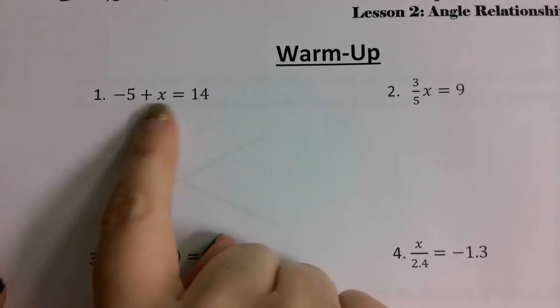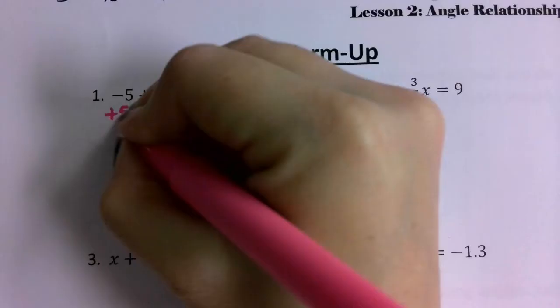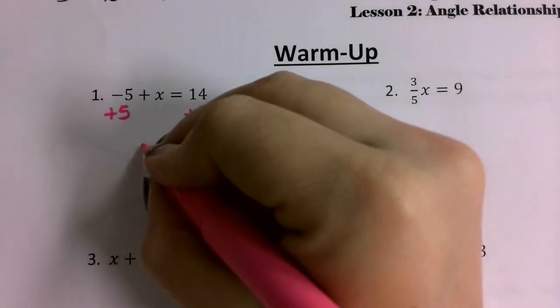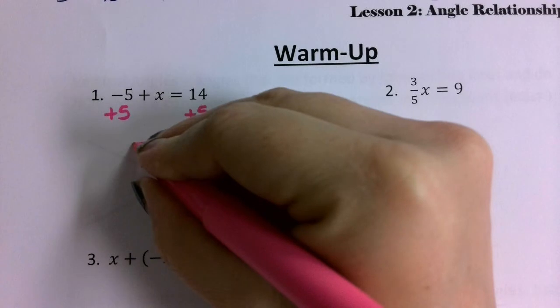All right, so in a problem like this one, what you're going to be doing is you will add 5 to both sides. You're going to add 5 to both sides, and that'll give you x by itself, which is going to be equal to 19. X should be equal to 19.